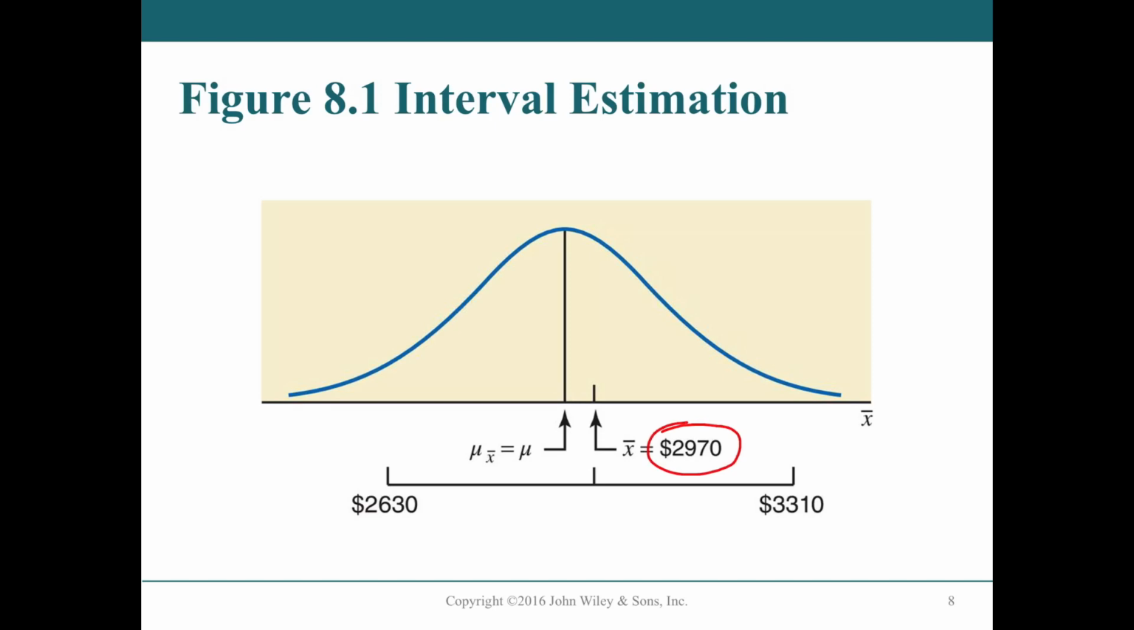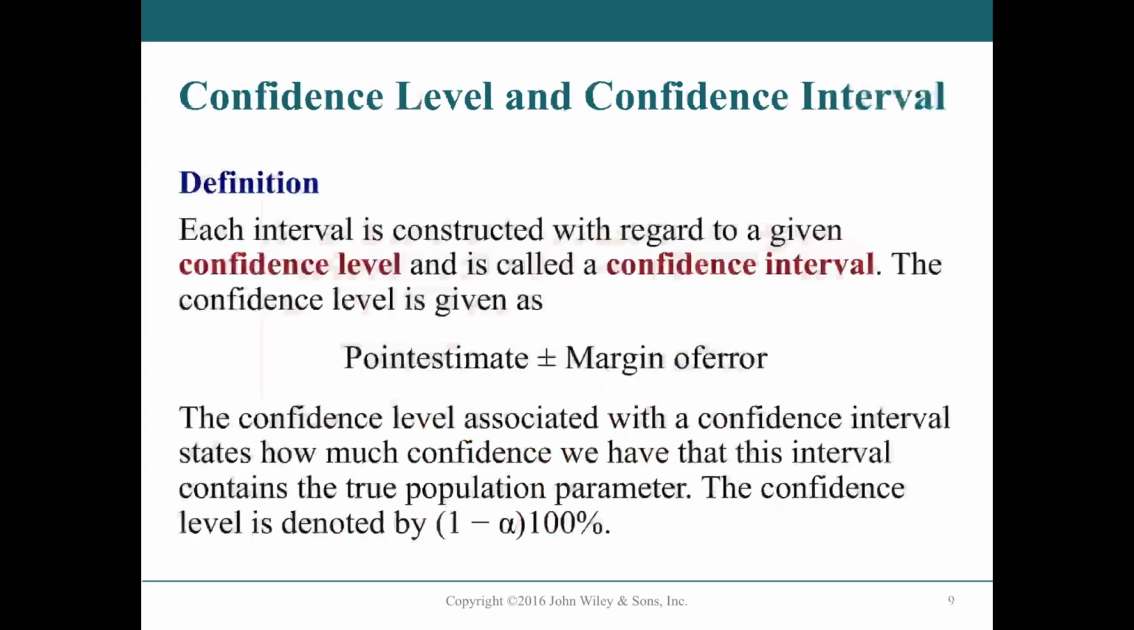And so here would be a kind of a picture. If we had our X bar at 2970, and maybe somehow later on we found out that the mu is different, it typically is different, our confidence interval might start at 2630 and end at 3310, and that number is halfway between our two ends of the confidence interval.